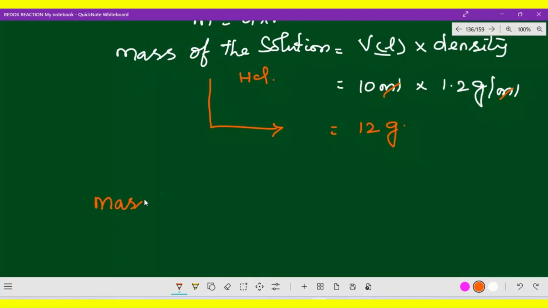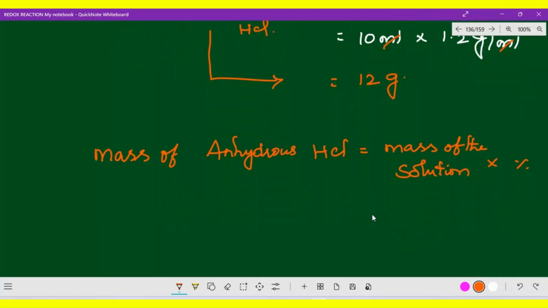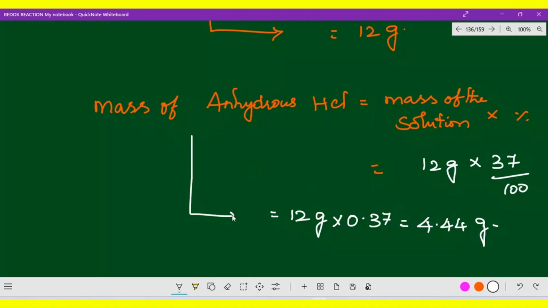Mass of anhydrous HCl, right? They have given the percentage, that is what I am purposely mentioning. So mass of the solution into percentage, right? So mass of the solution, how much? Just now we found that it is 12 gram, into percentage, how much? It is 37%, so 37 by 100. I hope you got the clarity. Now, when you calculate 12 gram into 0.37, you will get 4.44 gram. So mass of anhydrous HCl.